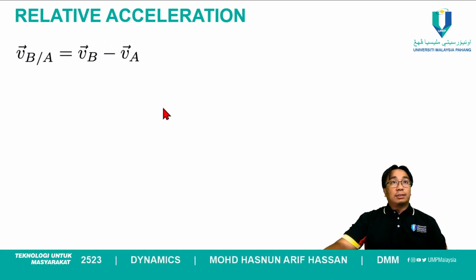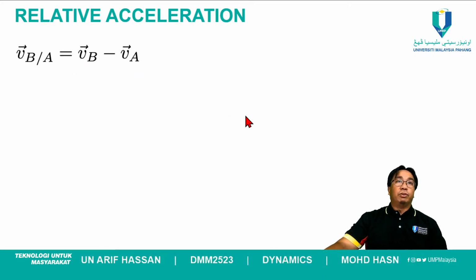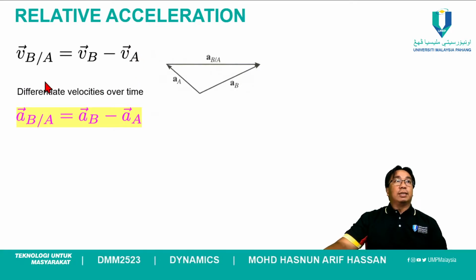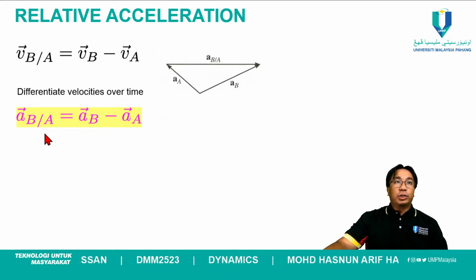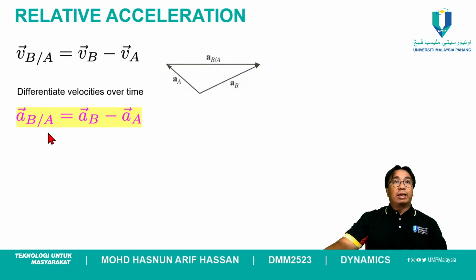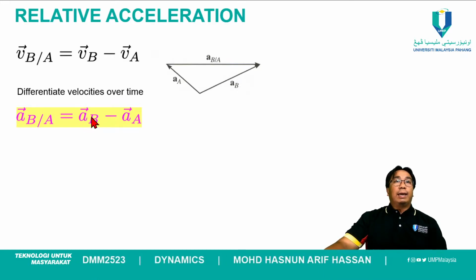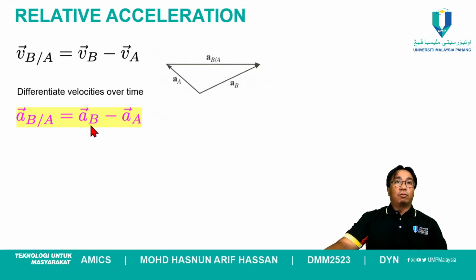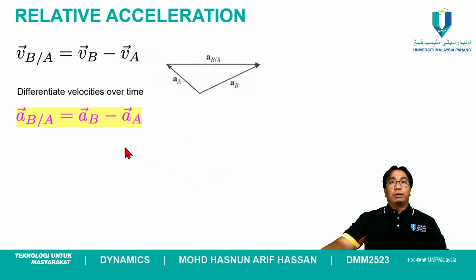To get the acceleration, you do the same. You have VB slash A is equal to VB minus VA. Then if you differentiate the velocities over time, dv over dt, you will get the equation for acceleration. So the relative acceleration of point B with respect to A is equal to AB, the absolute acceleration of point B, minus AA, the absolute acceleration of point A. Do you have any question?